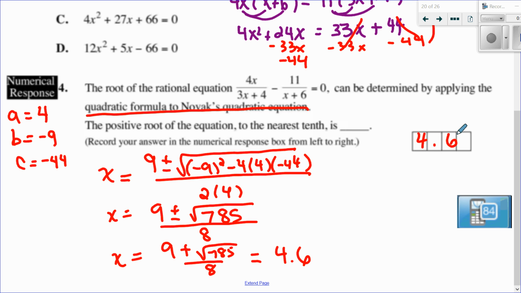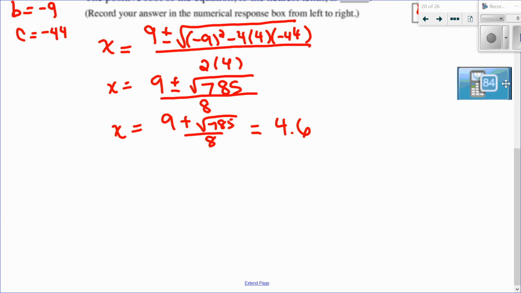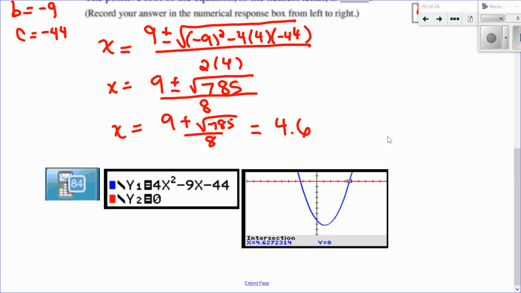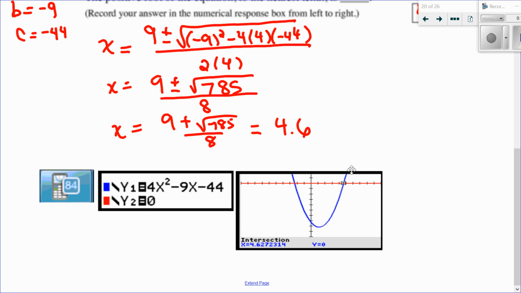Now again, for a 1 mark question, you can also put this into your calculator. So let's look at that option. So putting this into my calculator, I only want the positive root. So here's my equation in y1, 0 in y2. Find out where they intersect. And I just, again, want my positive root, which is, you can see, 4.6. So I know I've done that correctly.